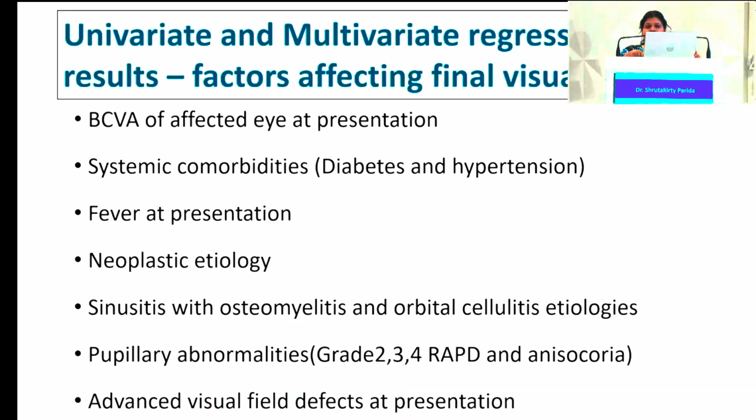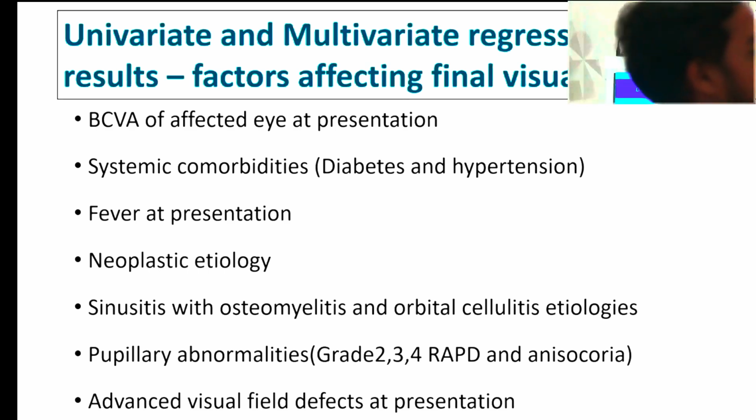We did the univariate and multivariate linear regression analysis, and these are the factors which affected the final visual outcomes, including the best corrected visual acuity at presentation, systemic comorbidities, fever at presentation, neoplastic etiology, pupillary abnormalities of higher grade like grade 2, 3, 4, and anisocoria, and advanced field loss at presentation.